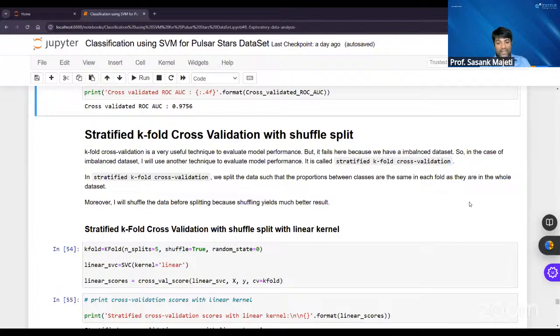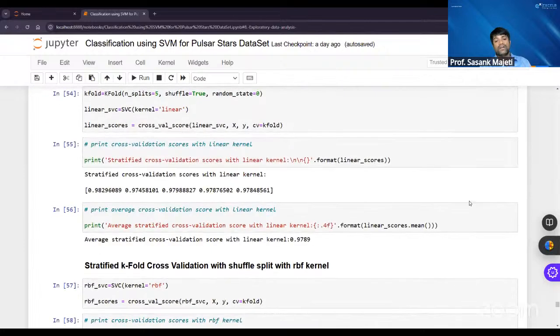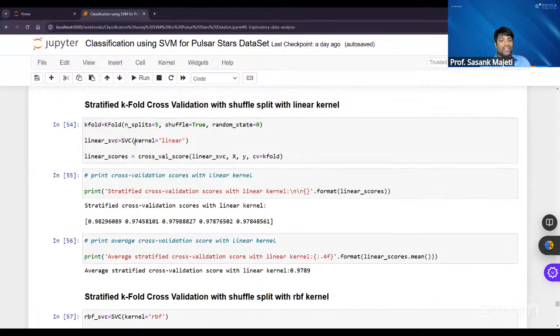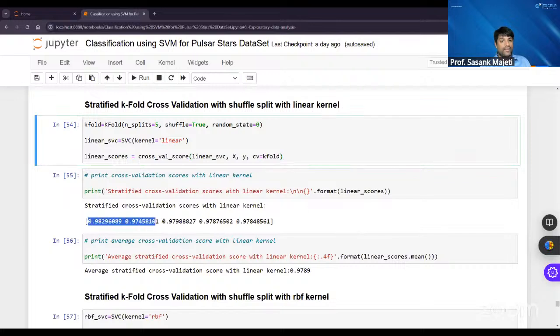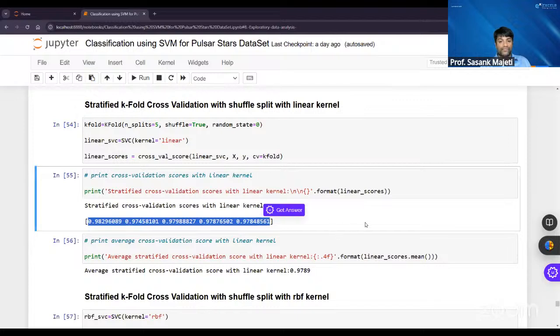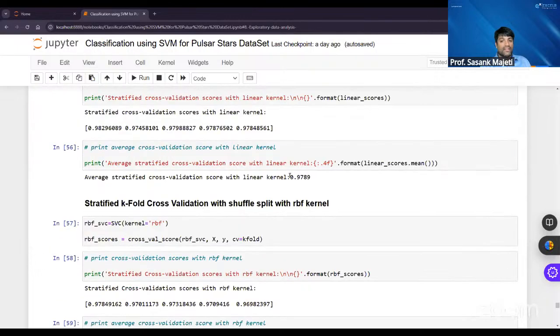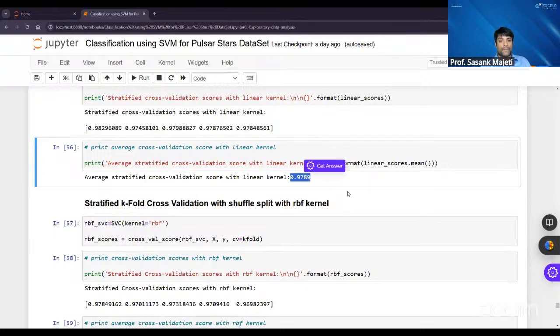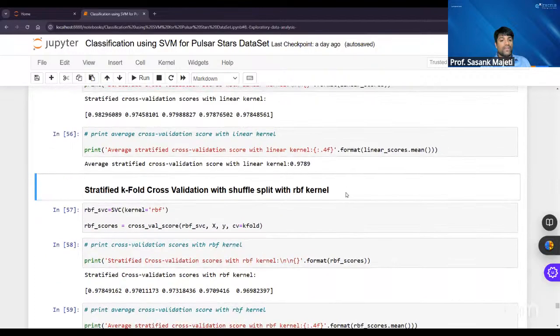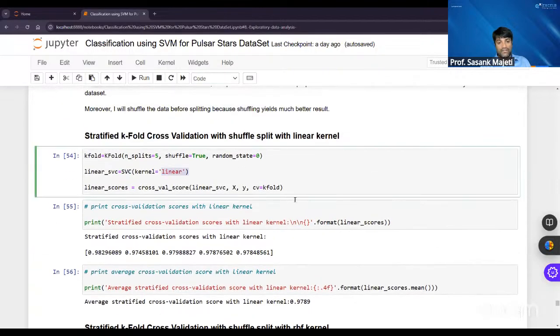We are applying this cross validation for the linear kernel. Here you can see that it has been applied for the linear kernel, and we are predicting the cross validation scores of the 5 splits we have made. You can see the cross validation scores for the 5 splits, number of splits equal to 5. The average of all the 5 scores is what we have taken here. We have applied this for linear, right?